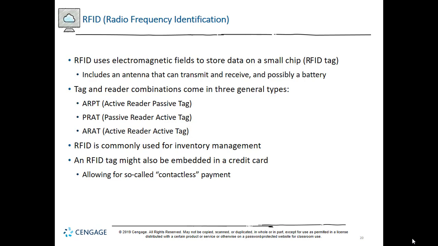Tag and reader combinations come in three types. We have an ARPT, which is an active reader passive tag. When prompted by an active reader, a passive tag pulls power from the reader's radio waves to power its transmission. These tags only work within a few centimeters of each other.